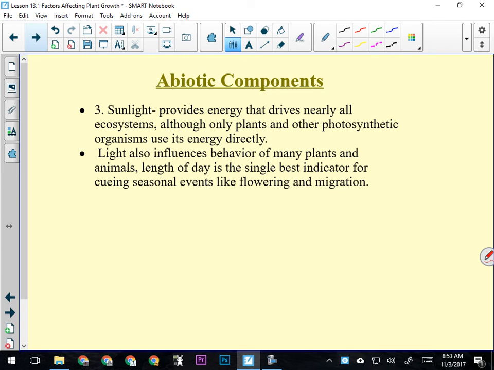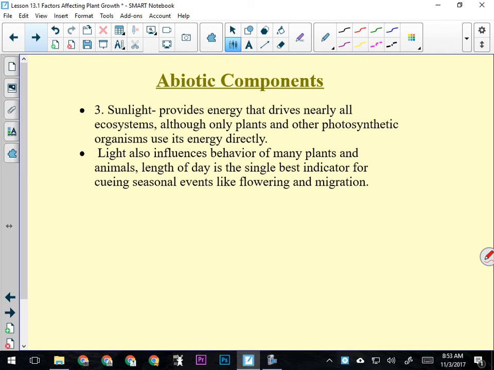Light also influences the behavior of many plants and animals. Length of day is the single best indicator for cueing seasonal events. When do most plants start to flower and blossom around here? Well, it's like late spring, right? It's usually like June. Most of the time, the trees aren't in full leaf until late May.